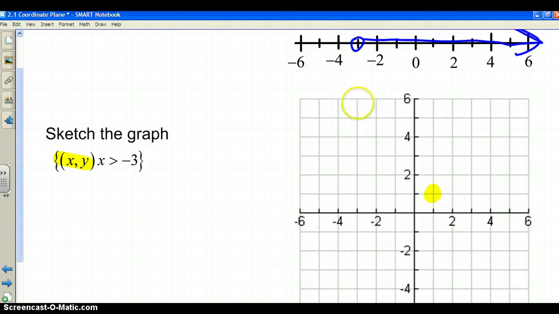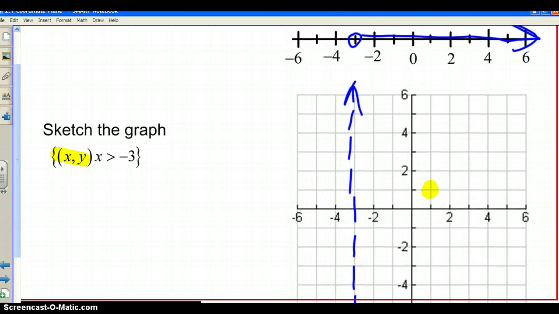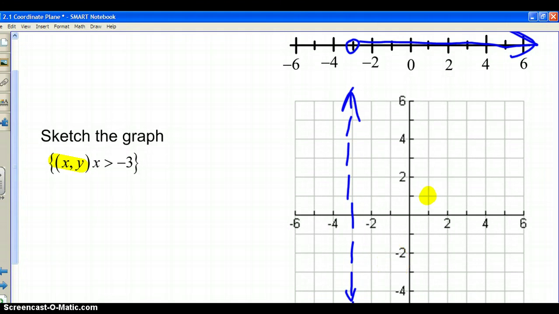Really, if you think about this graph, instead of an open circle, it's going to have a dotted vertical line, an asymptote, at -3 there. And then I'm going to shade X is bigger than -3. Just like when this one's shaded to the right, really all of this is part of my solution area. Any point I pick anywhere to the right of this vertical line where X is bigger than -3.